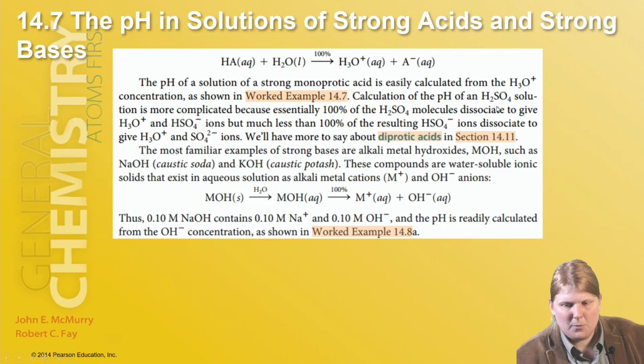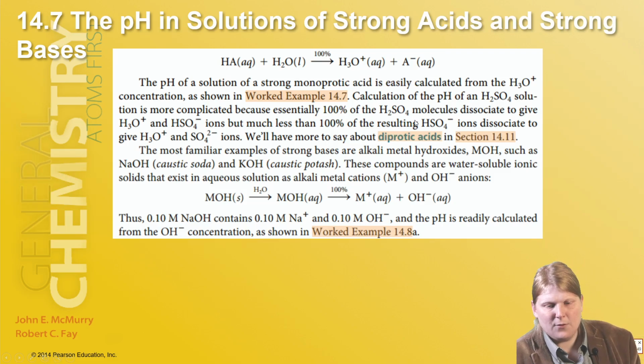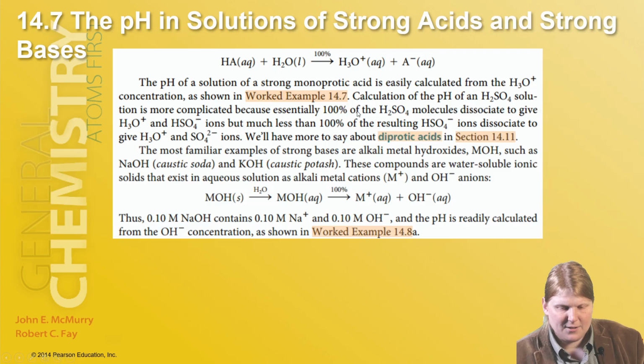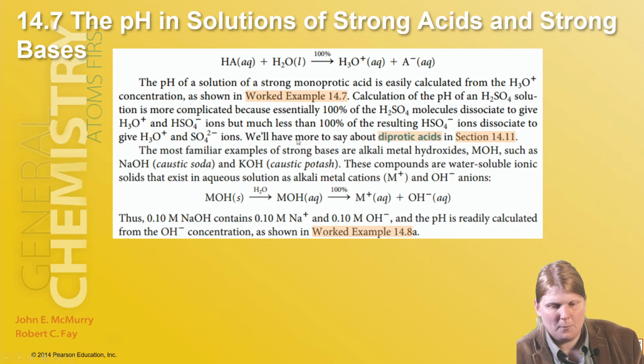Okay? Calculation of the pH of H2SO4 is a little more complicated because essentially 100% of the H2SO4 molecules dissociate to give H3O+ and HSO4-. But this HSO4- is a weak acid, so as long as there's a lot of H2SO4 present, this doesn't dissociate very much, and so it essentially acts like a monoprotic strong acid, and this weak acid part is overwhelmed. But it does become more significant in weaker, less concentrated solutions of sulfuric acid. The contribution of HSO4- increases. We'll talk a little more about that later.